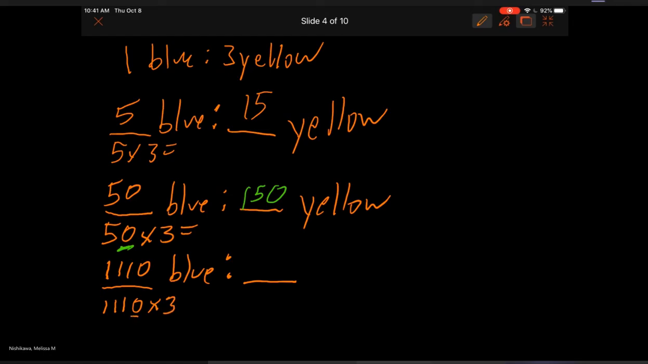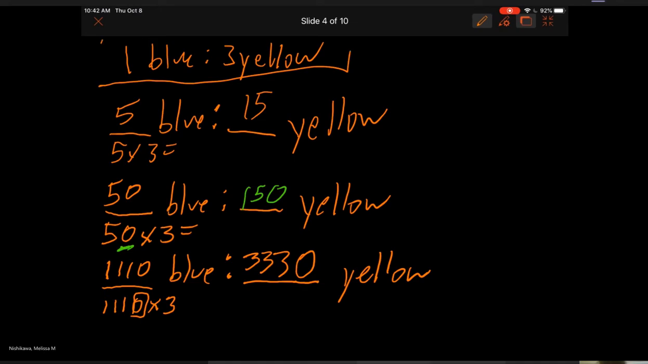Again, you can ignore the 0. Thank you. So 111 times 3 would just be 3, 3, 3, and add that 0. So do you see what your ratio of 1 blue to 3 yellow is, and why that's useful?